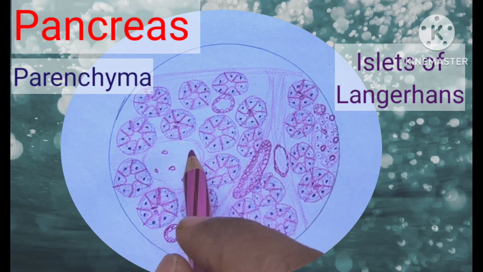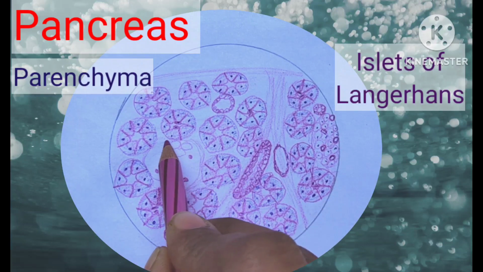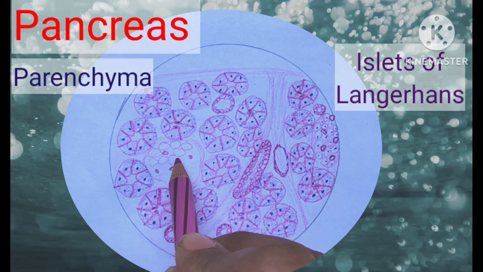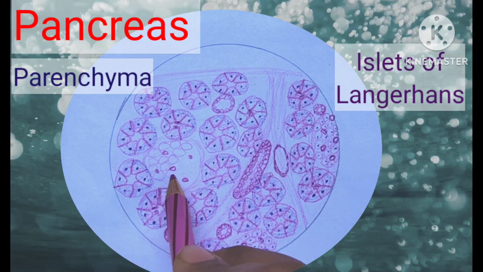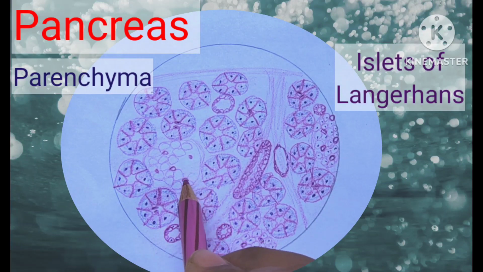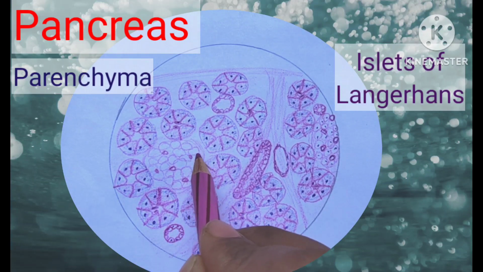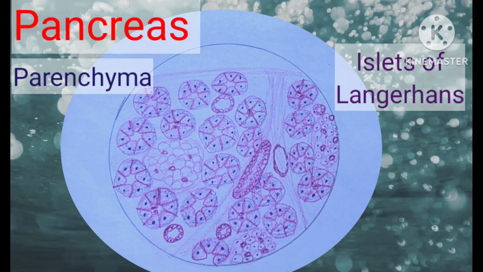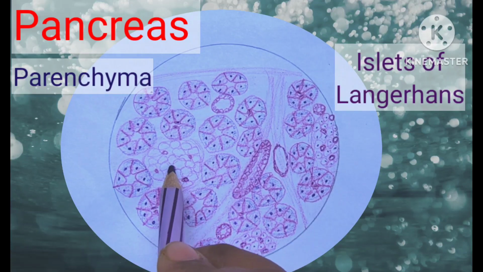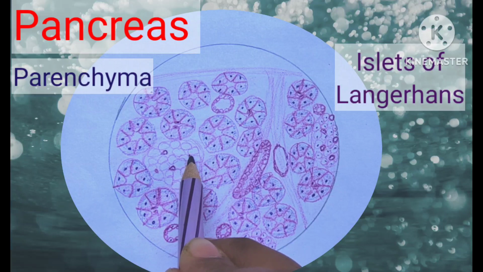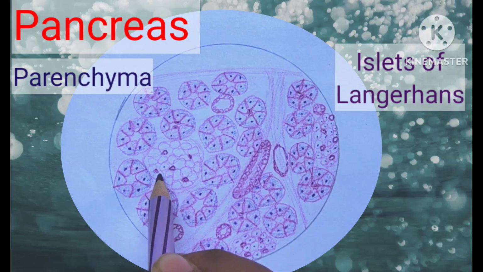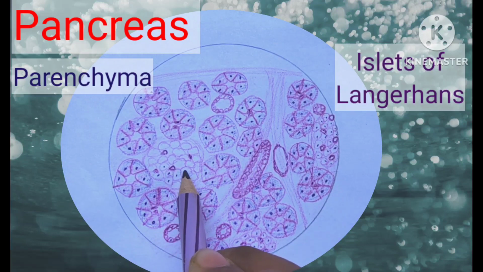So the main differences: we have no myoepithelial cells and no striated duct. What is present extra is the presence of centroacinar cells and the presence of islets of Langerhans. So islet cells are polygonal cells with centrally placed nuclei. They are very light staining compared to the exocrine part.